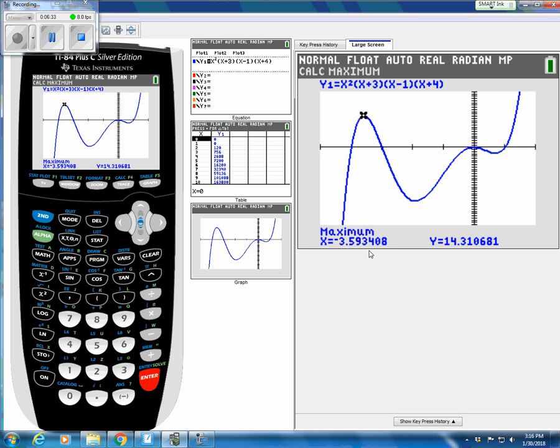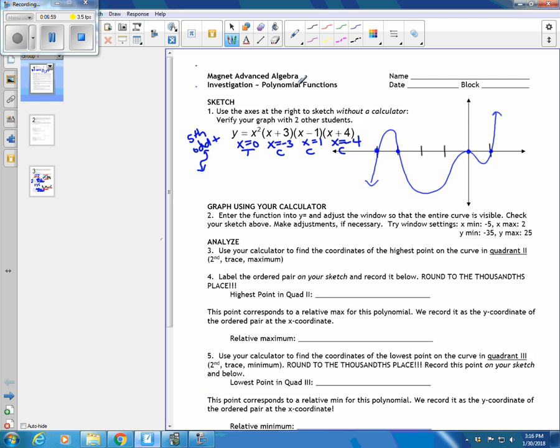That's 3 decimal places. So you're going to write down the ordered pair negative 3.593, comma 14.311. Okay, so as you follow along, it says this point corresponds to a relative max for this polynomial. We record it as the y-coordinate of the ordered pair at the x-coordinate. Now, I do recommend that as you go along, and this is for all these problems, as you find these points, I would go ahead and mark them on your graph because you want to be able to go back to these values.